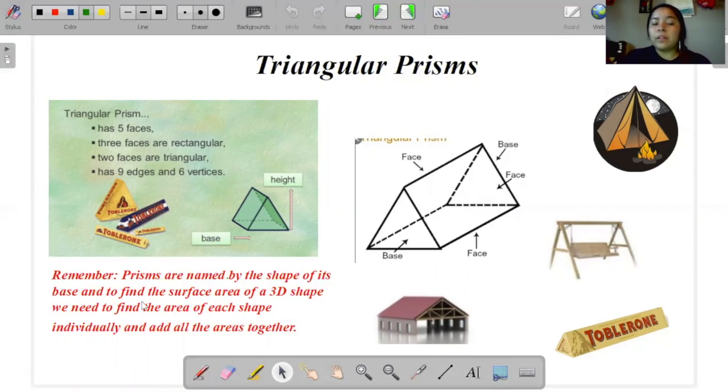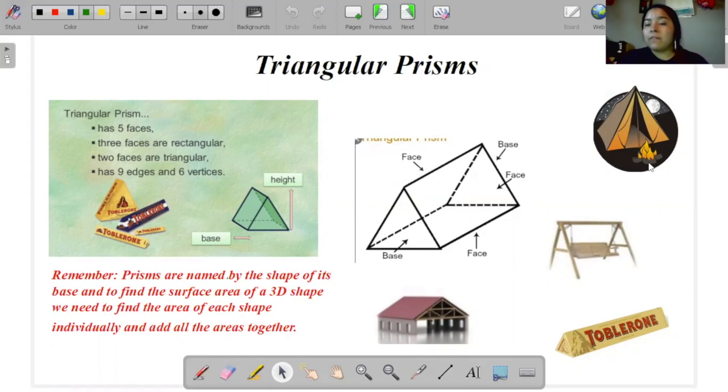And also remember that to find the surface area of a three-dimensional shape, we need to find the area of each shape individually and then add all the areas together. So in this case, we're going to find the area of the 2 triangles and the area of the 3 rectangles and then add them together to find the total surface area of this triangular prism.